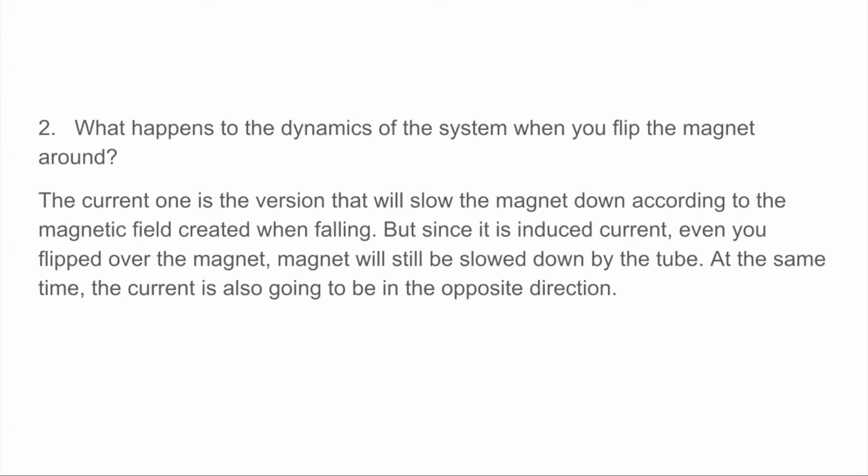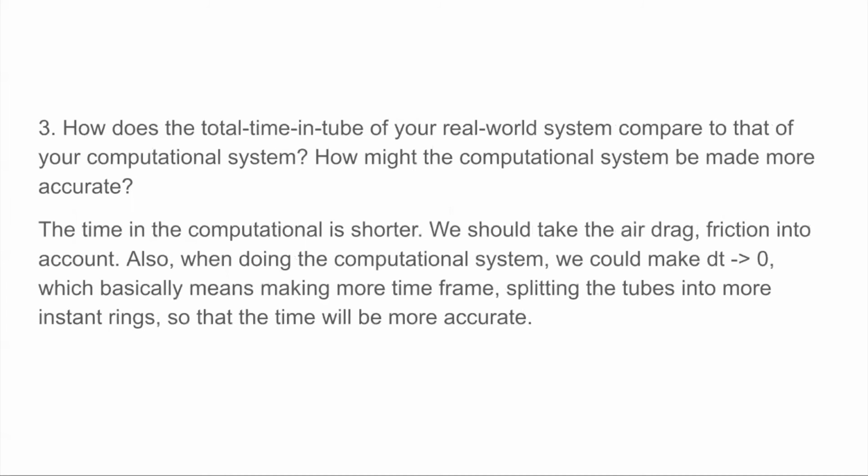Due to the fact that the aluminum tube initially does not have any magnetic dipoles inside, it will basically not have a really big effect. The current version will slow the magnet down according to the magnetic field created when falling, but it's an induced current, so even when we flip it over, the magnet will still be slowed down by the tube. The only thing that's going to be different is that the induced current is going to be in the opposite direction.